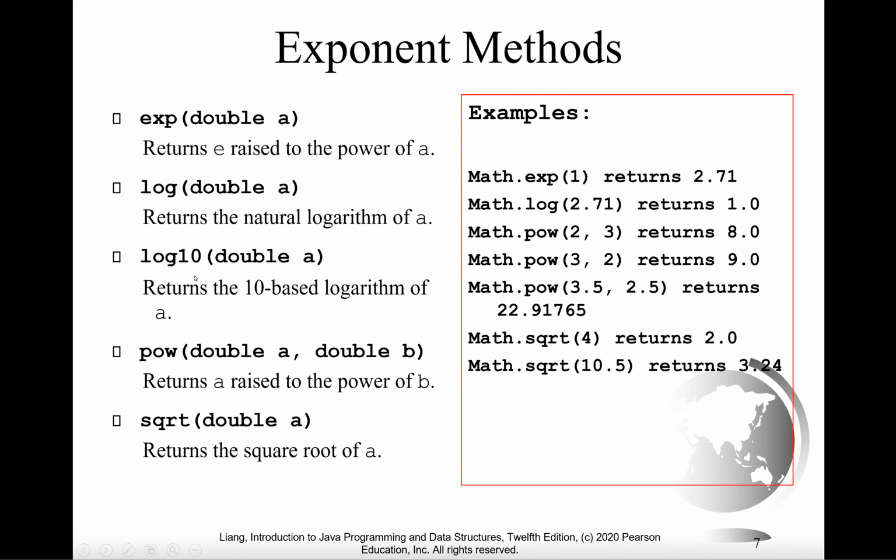log10 returns the base 10 logarithm of a. And this pow, we already know pow(a, b) returns a raised to the power of b. So for example, Math.pow(3, 2) returns 9.0. sqrt returns the square root of a. Math.sqrt(4) returns 2.0.